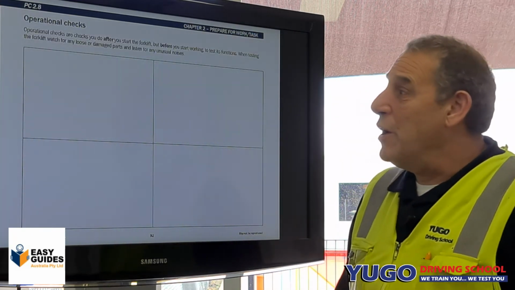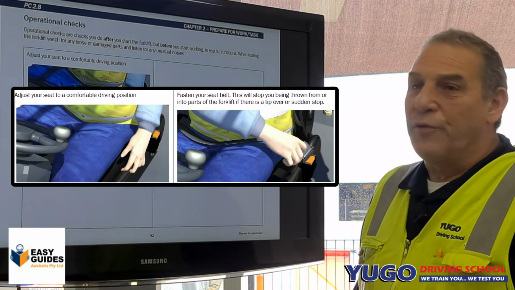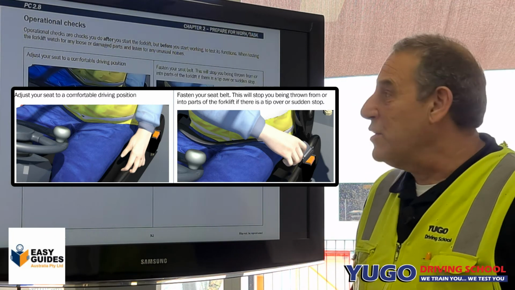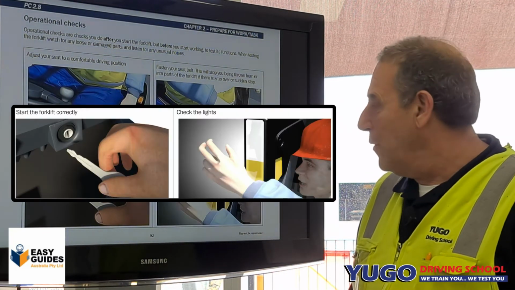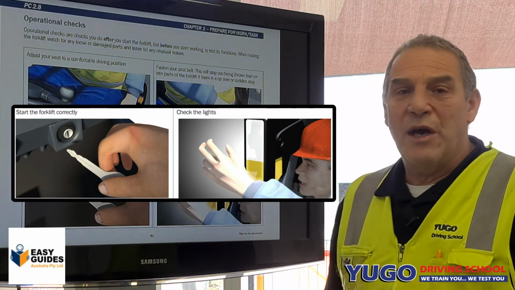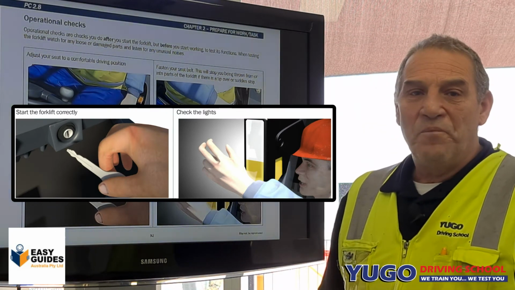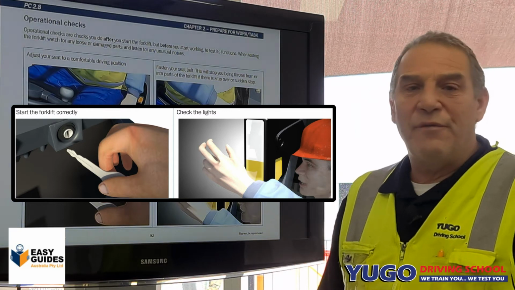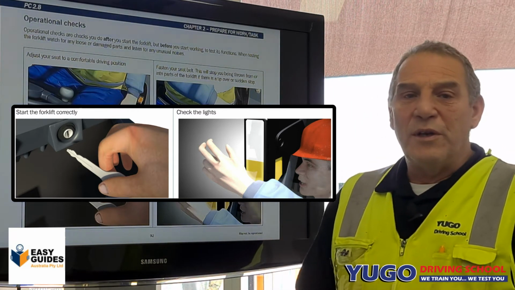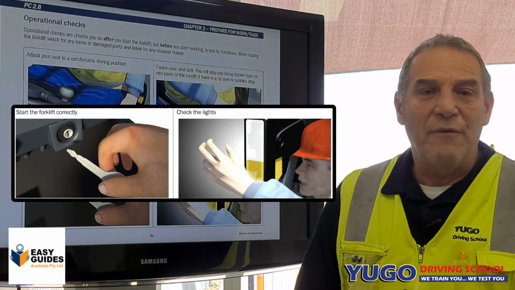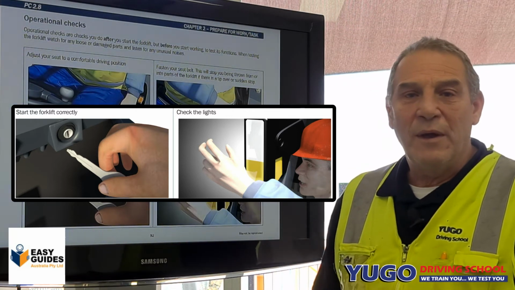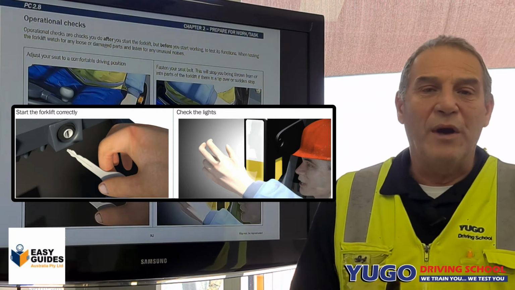So what would you check? Well, first of all, you get on your forklift, you fasten your seatbelt, start your forklift correctly. It's running, you start to check your lights. Especially if it's a vehicle that travels on the road, your vehicle needs to be roadworthy. Everywhere in Australia, your vehicle needs to have a roadworthy certificate with it, if it is travelling on the road.